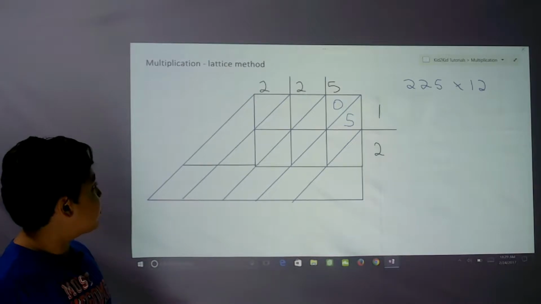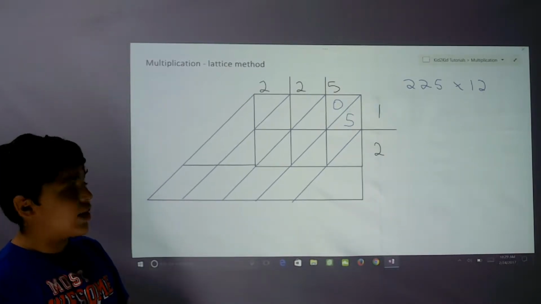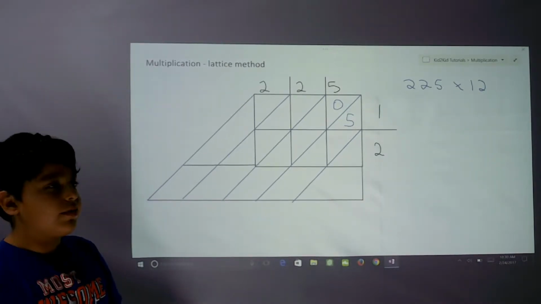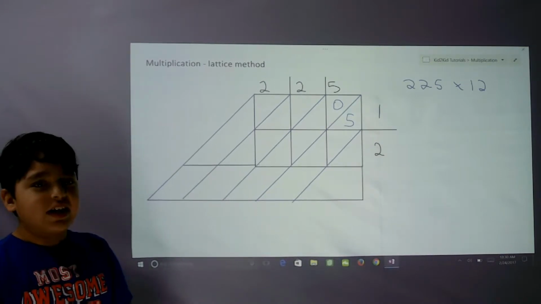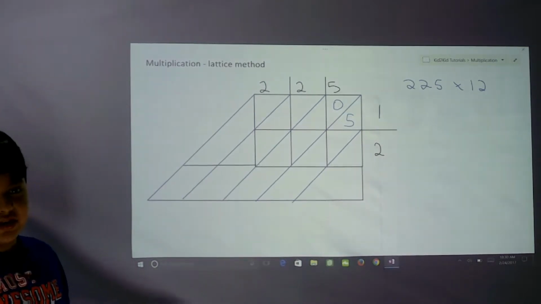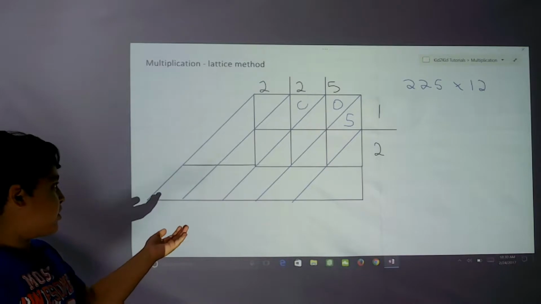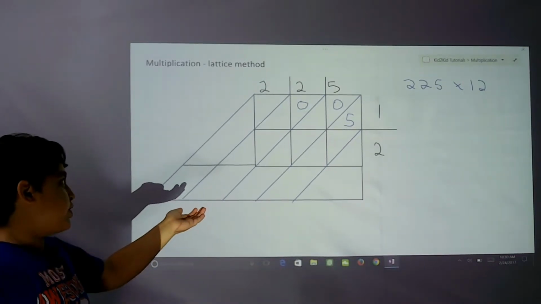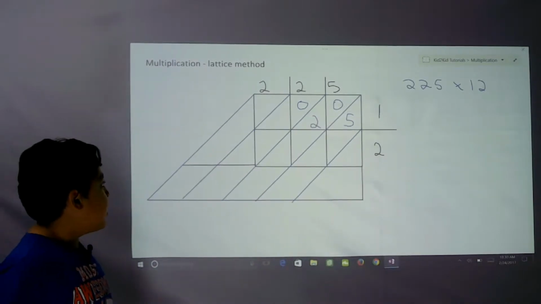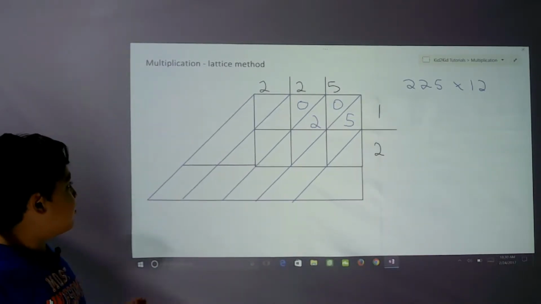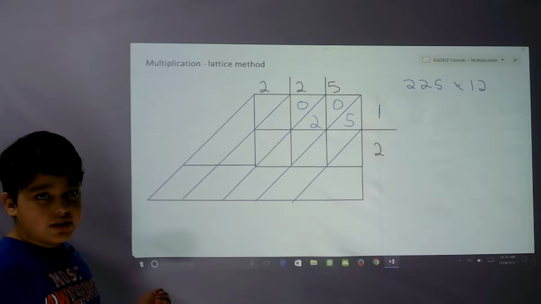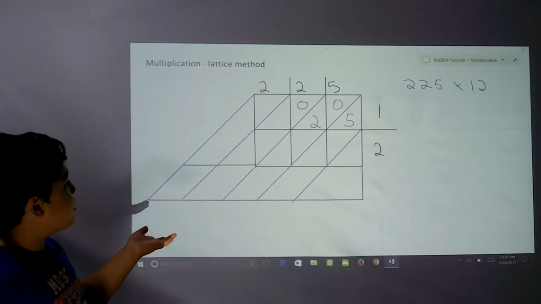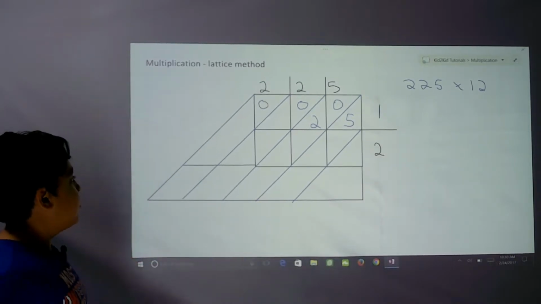So now let's do 1, 2, and 5. 1 times 2. Okay, 1 times 2 equals 2. So we do it again. So there's nothing in the tens place, but there's something in the ones place, which is 2. Okay, now let's do 1 times 2. So it'll equal the same thing, 0 and 2.